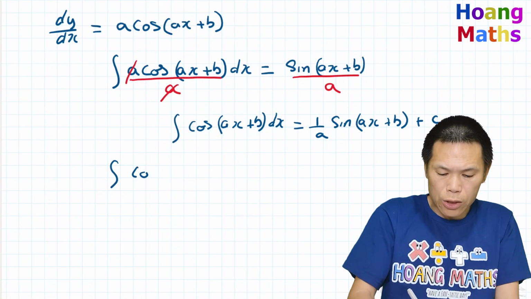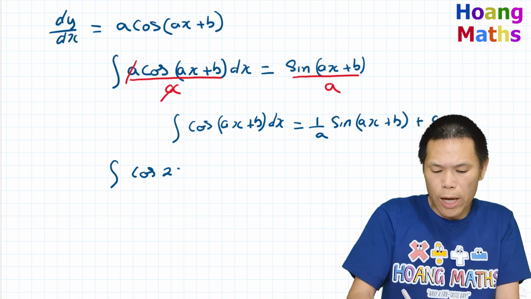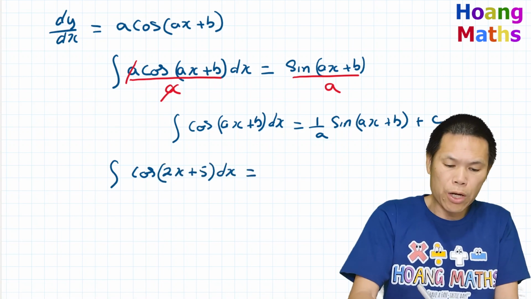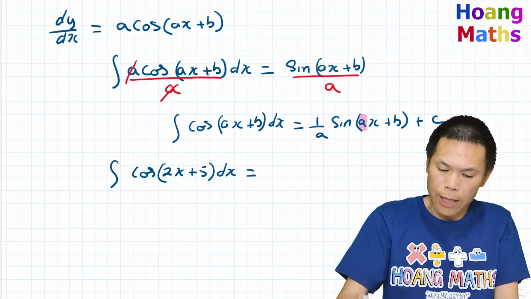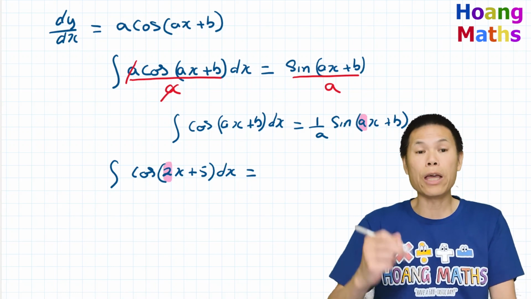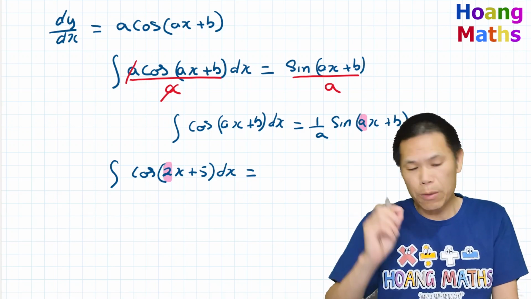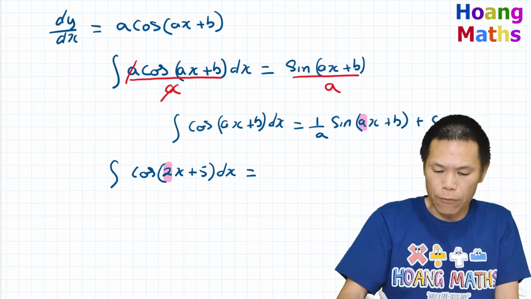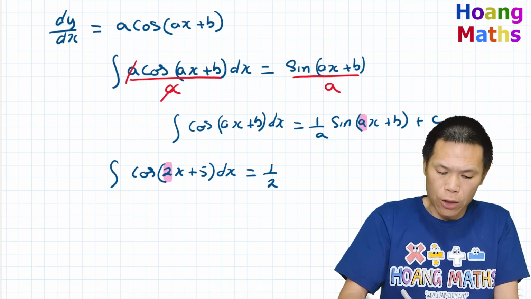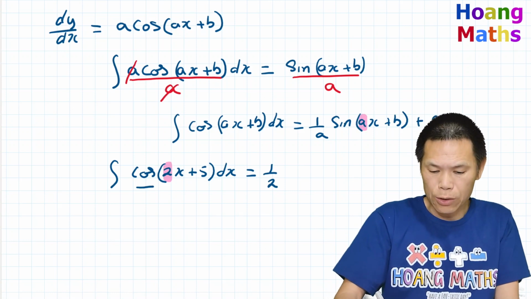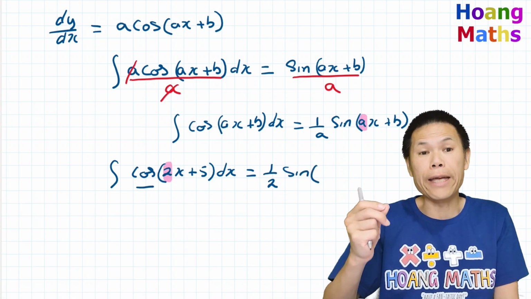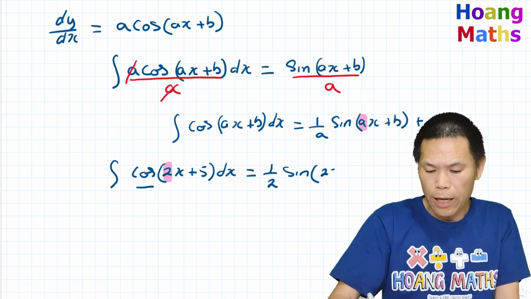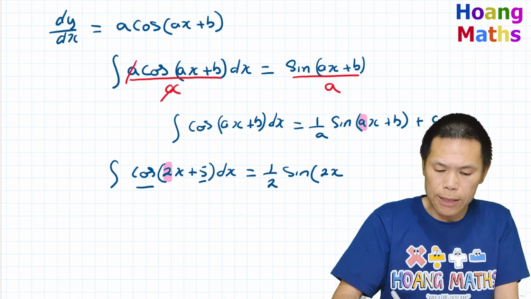Integrate cos of 2x plus 5 dx. We know that a is 2 here. So when we integrate this, it will give me 1 over 2, because it's 1 over a, and a is 2. And then cos becomes sin, so sin of ax plus b. So a is 2, so 2x, and plus b, where b in this case is 5.